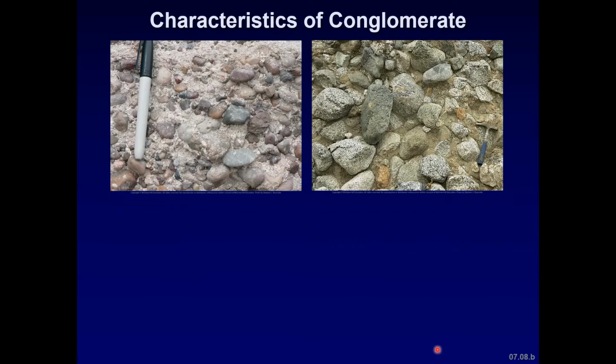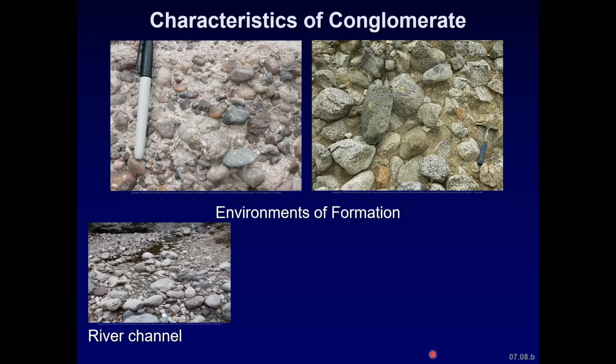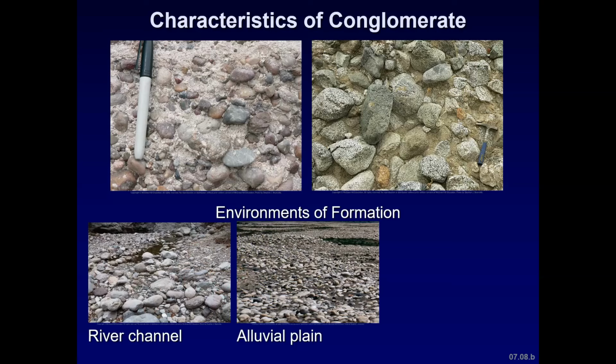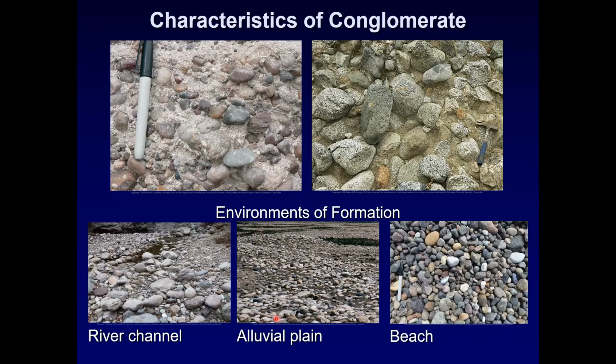Looking at conglomerate, that contains moderate to well-rounded clasts, not angular like breccia, including pebbles, cobbles, or boulders, with usually a finer matrix. It can form in rivers and streams, braided rivers, and on alluvial plains, and from that, beaches, deltas, and turbidity currents.